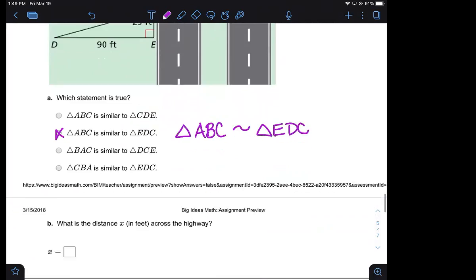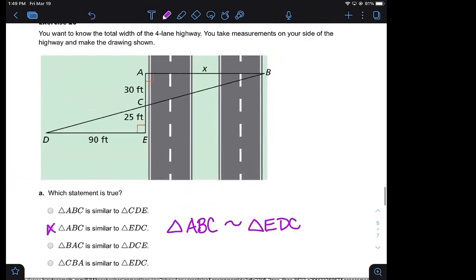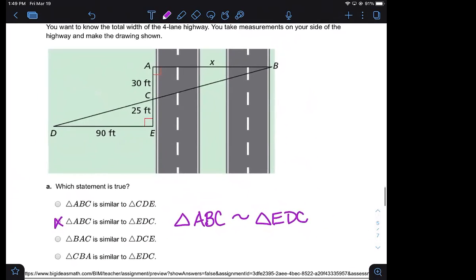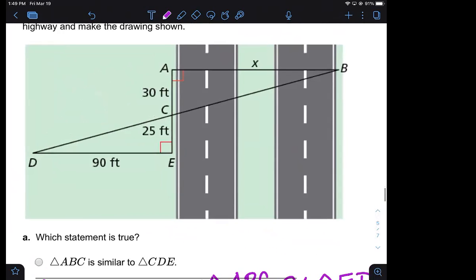Part B now wants to know what that X is. That obviously they're going to have us find X. So again, this might help to have some visual markers we can identify. Those two angles are the same. And those two angles are the same.